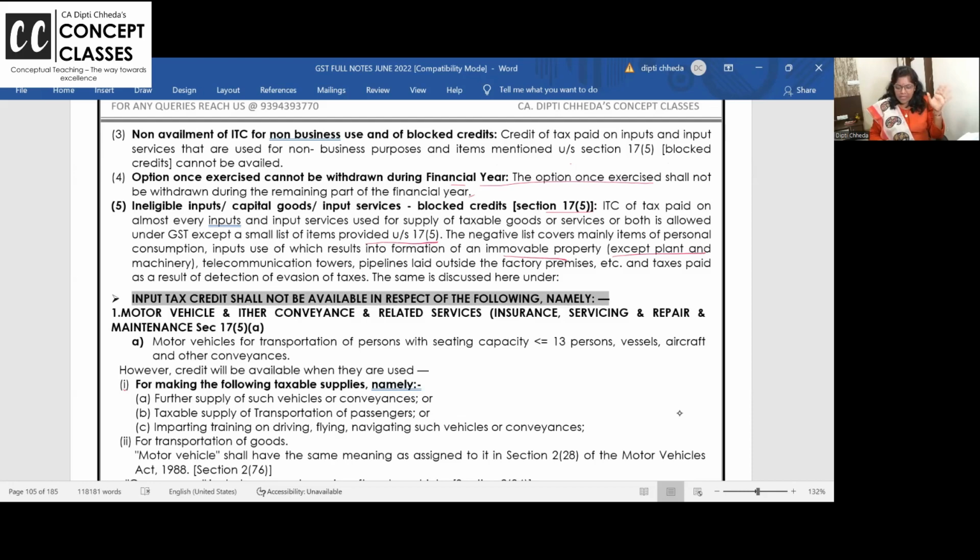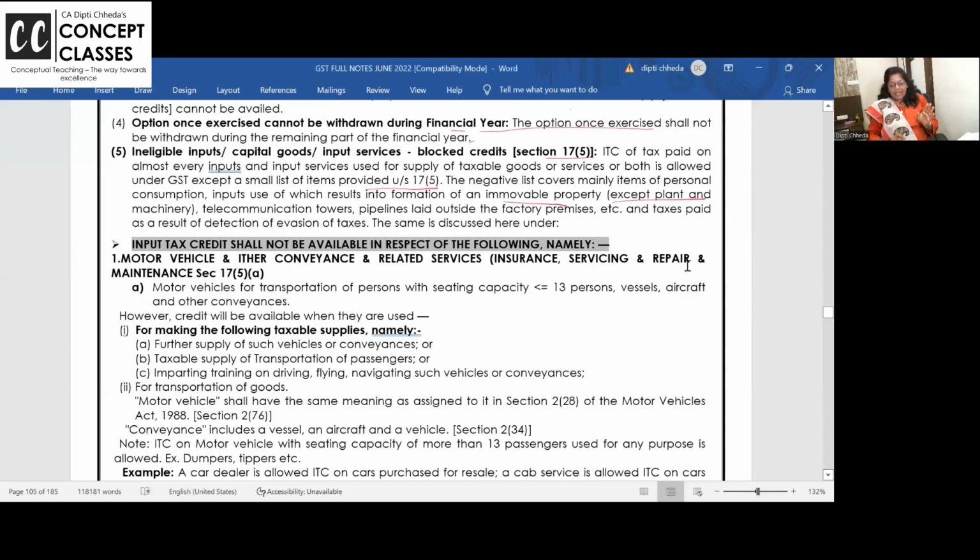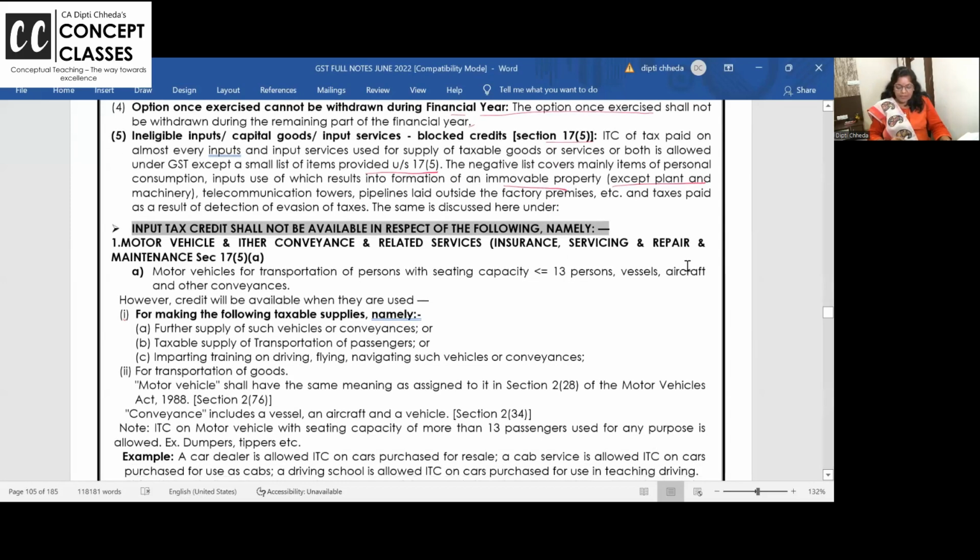Are you with me and are you clear? Yes, right? Now let us check up. Input tax credit for these items is not allowed. What is the first one in that?